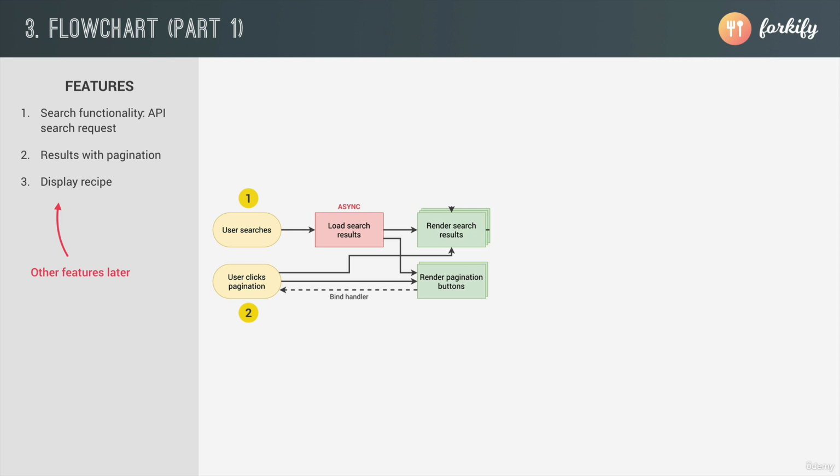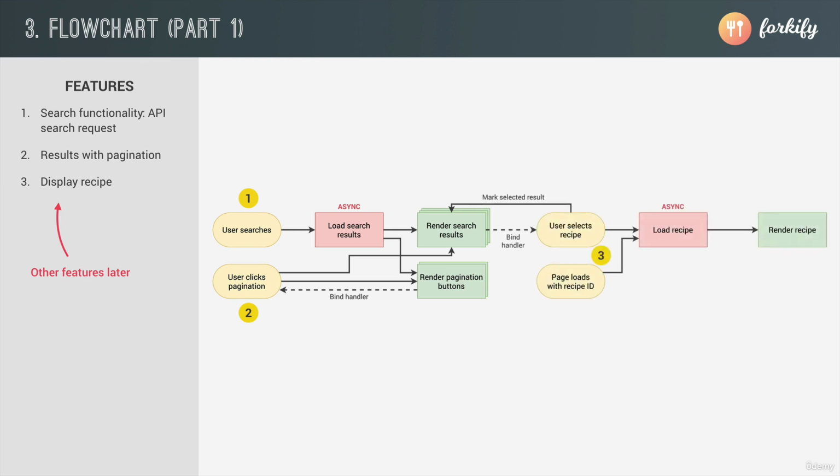Then finally, we also need the logic to actually display the recipe. So when the user selects a recipe, then we need to asynchronously load all the recipe data from the API, and then once the data arrived, we render the recipe to the user interface. And we will actually also do the same whenever the page loads with a recipe ID in the URL. So I think I showed you that in the beginning of this video.